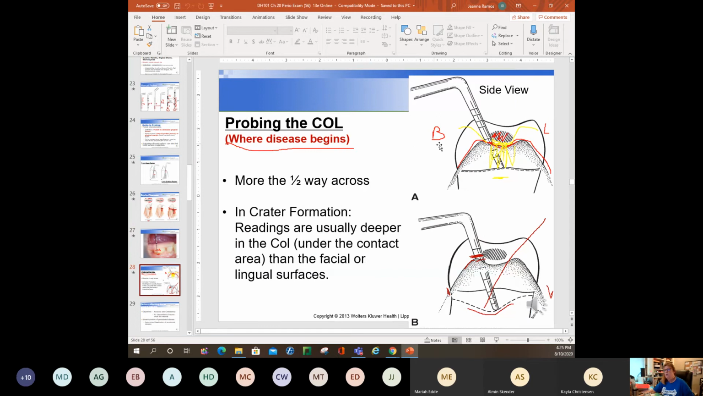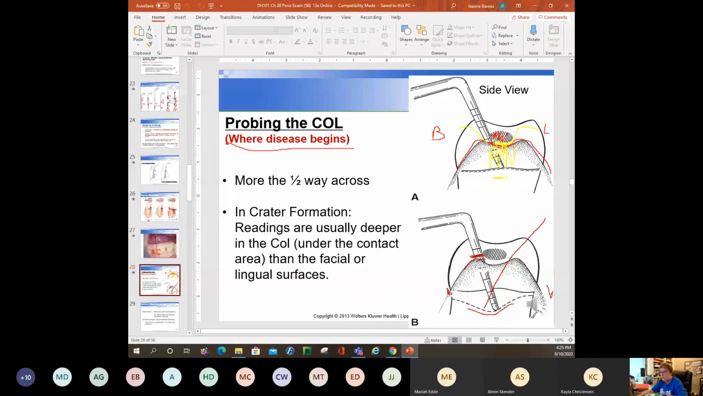So the probing, the col is where the disease begins. I know that gal called it coal, which sounds better to me as well. But when you get around a lot of dental professionals, it's the col. That's so you don't embarrass yourself. They call it the col.